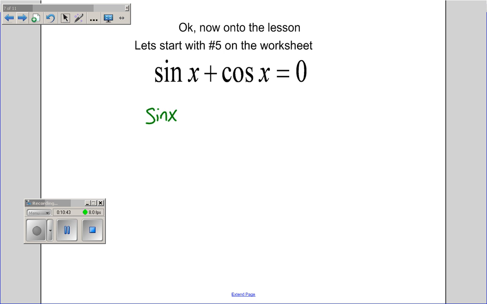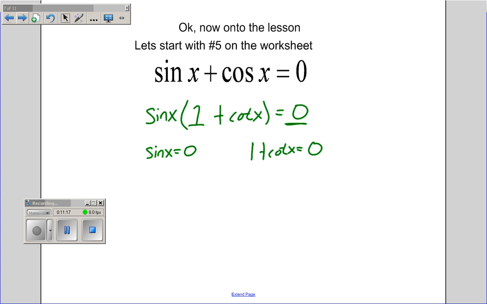Okay, so sine x, right? Now, if I pull that out, I'm going to divide this by this. Sine x divided by sine x is 1. Okay, and then cosine x divided by sine x is plus cotangent x. Okay, equals 0. So like we did in the previous problem, we need to set these both equal to what's over here on the right, which is 0. So I'm going to have sine of x equals 0, and then 1 plus cotangent x equals 0.